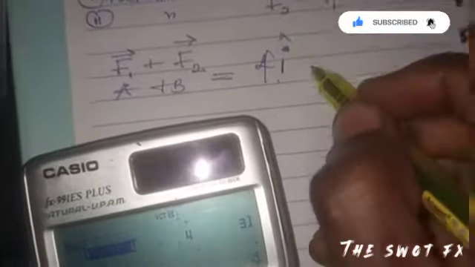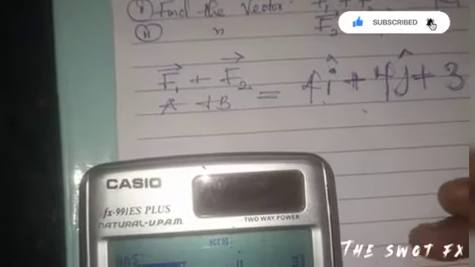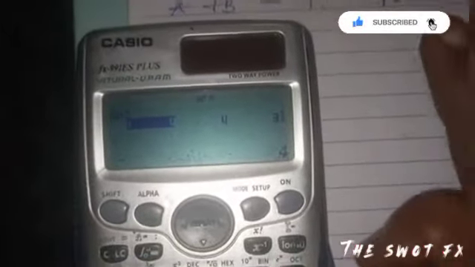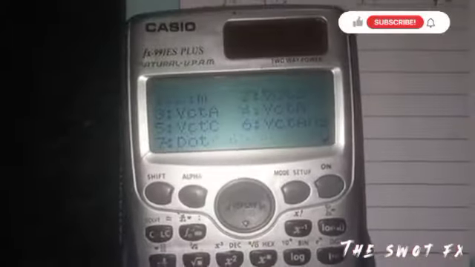So our A plus B is now equals to 4I. No, the first one is I plus 4J plus 3K. That's it. So now, the same way we've done this, same way is what you also use when you are doing the second question. The question has been saved already. So what you just need to do is press AC, go back, shift 5.